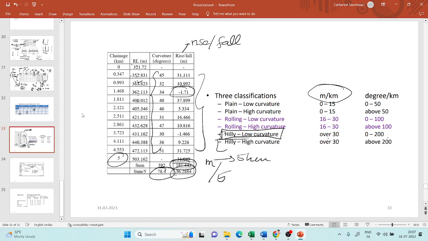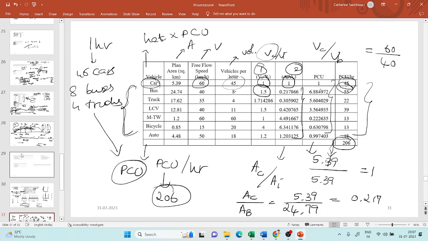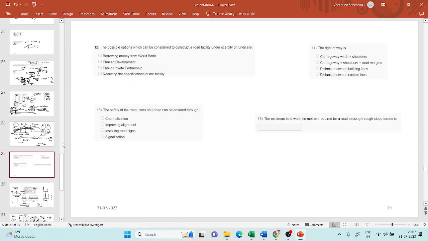Okay. Now moving on to the next problem. So the possible options which can be considered to construct a road facility under scarcity of funds. So we saw that the availability of funds is also one of the factors which influence the geometric design, right? So what do we do when there's a lack of funds? I said that either we can borrow money or we can do a stage construction, which they have called phased development, or you can go for public private partnership.